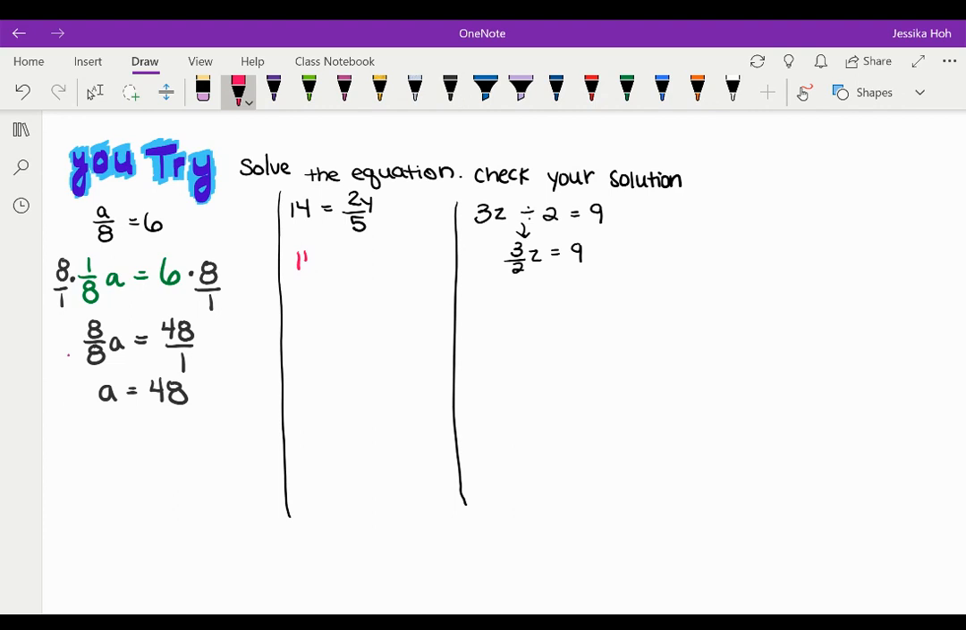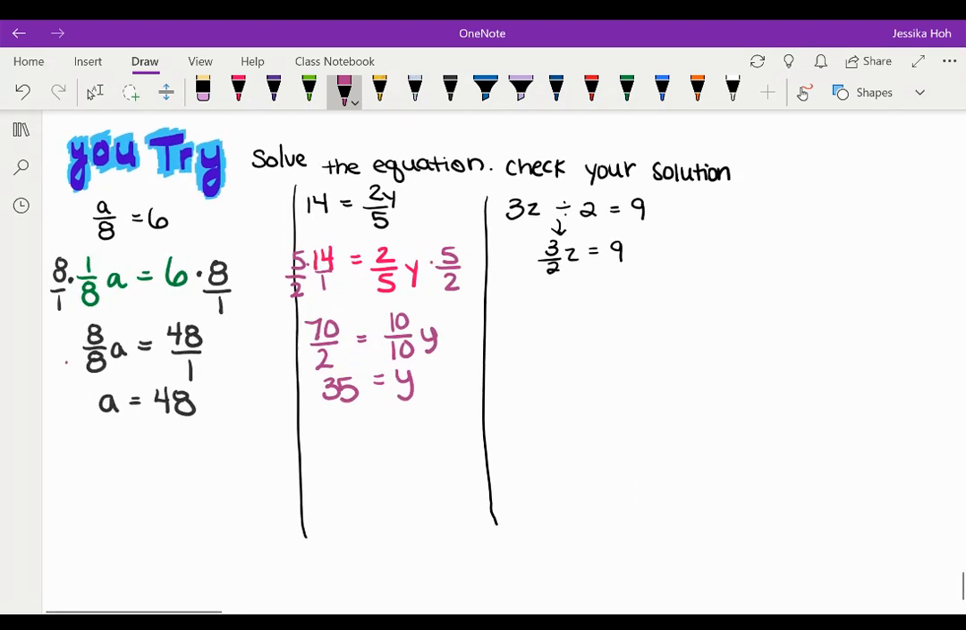I'm going to rewrite this as 14 equals 2/5 y. And I'm going to multiply both sides by 5 over 2 because we want to get our variable alone. It gives me 70 over 2 equals 10 over 10y, which we know 10 over 10 gives us 1, so this is just y equals 35.